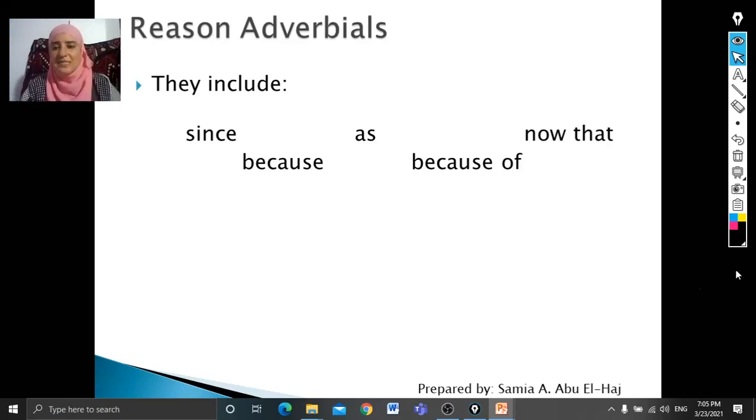But notice that we have now that, not now alone. Now alone, time. Now that, reason. Okay, because of and because. Again, all of them subject plus verb except because of. Just because of, no subject and verb after it. After because of, we have a noun, just a noun, no subject verb, but all of them subject and verb after them.